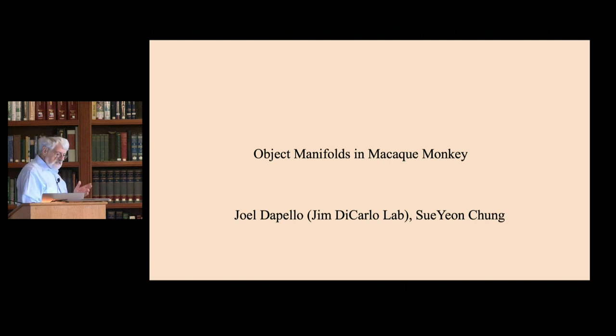So the question is, can we apply a similar framework, a similar concept of capacity and geometry, to real neural data? Now, the problem with neural data is, as usual, that they are sparse and noisy and so on. So anyway, we have some modest attempts. This is an example of trying to characterize object manifolds in macaque visual cortex from Jim DiCarlo's lab. This is a student, Joel, and a former postdoc.